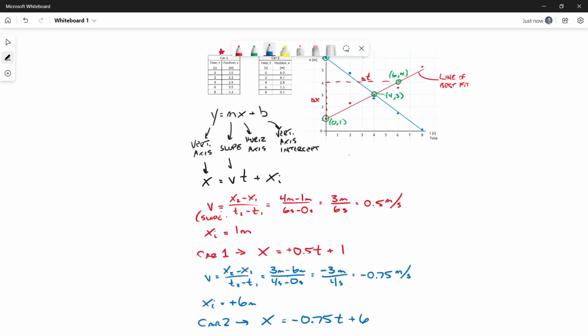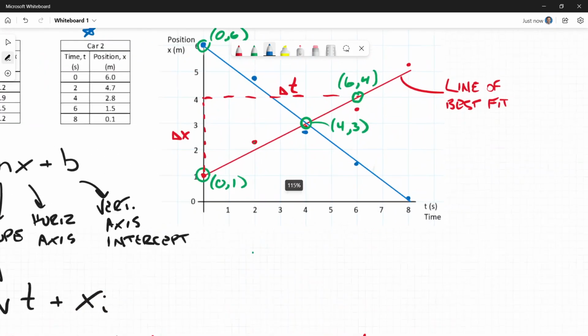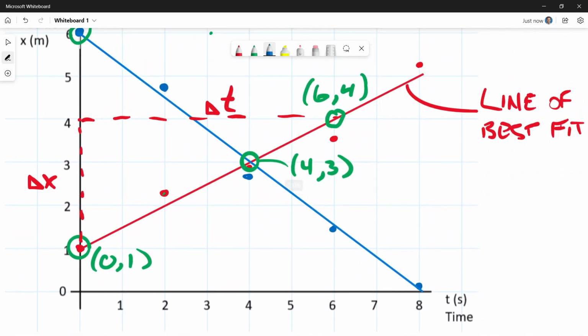So for example, if I have the red car and I want to figure out where it's going to be at 6 seconds, I can put in 6 for t. 6 times 1/2 is 3. 3 plus 1 is 4. And it should be at a location of 4. And sure enough, that is one of my data points. 6 comma 4 is one data point. When time is 6, my position is 4.